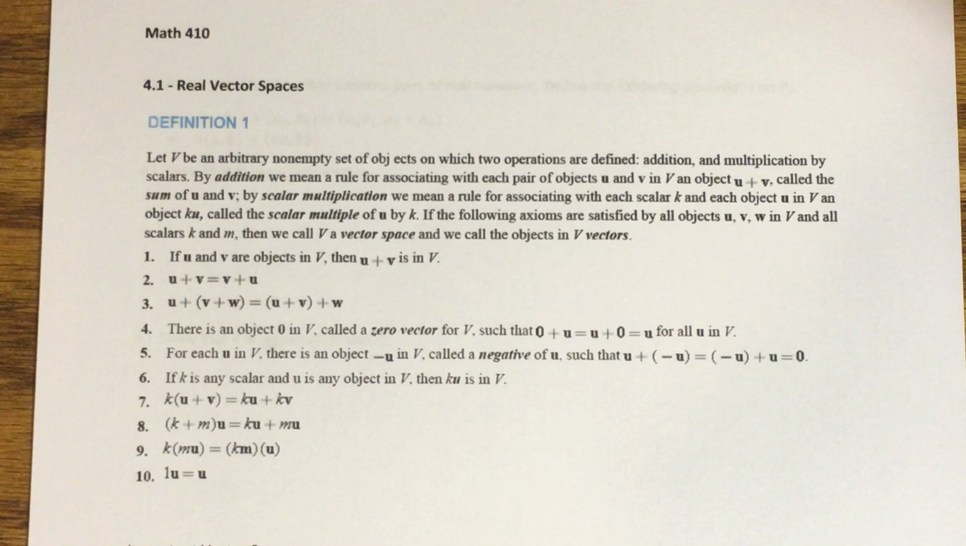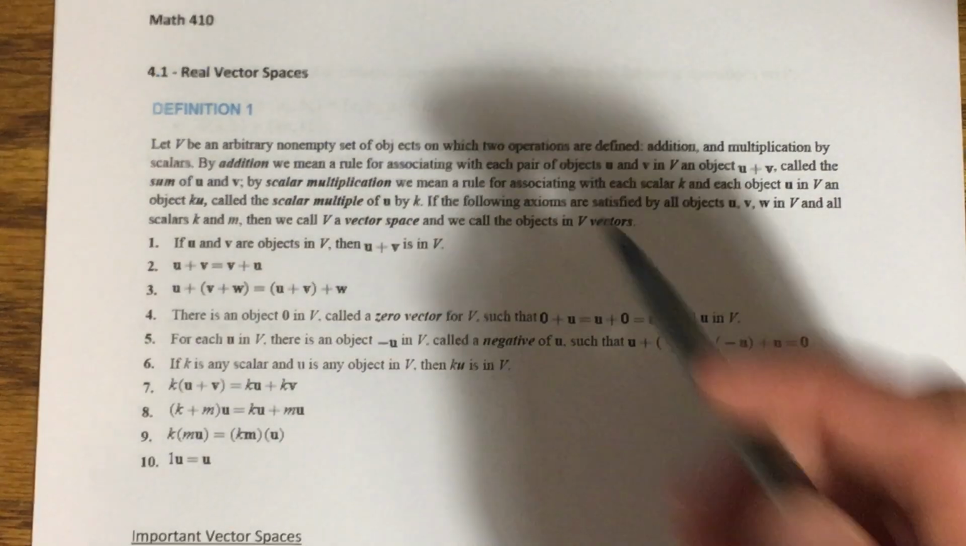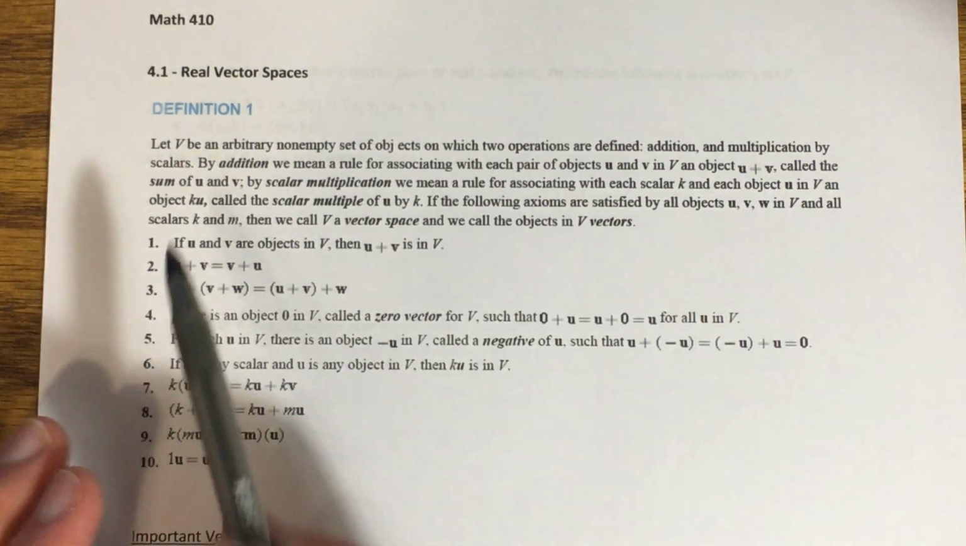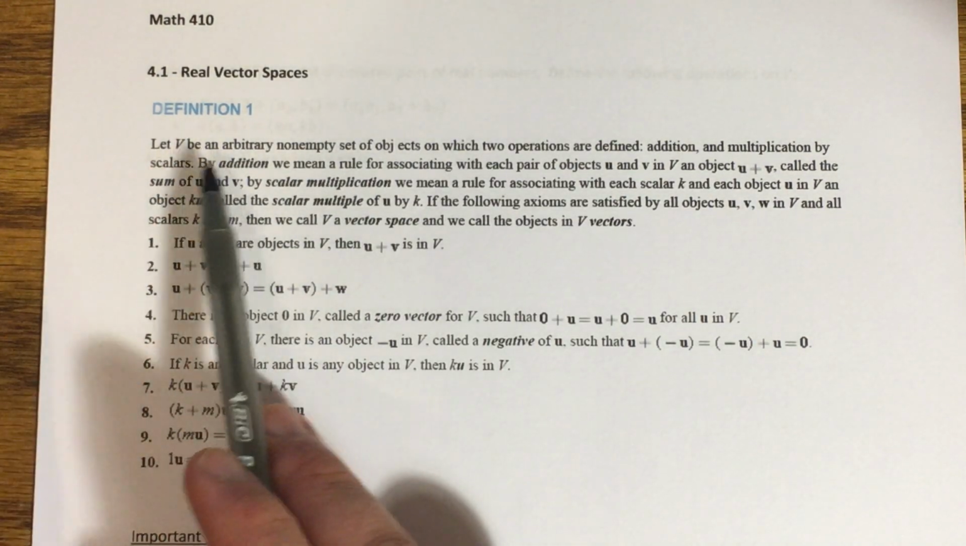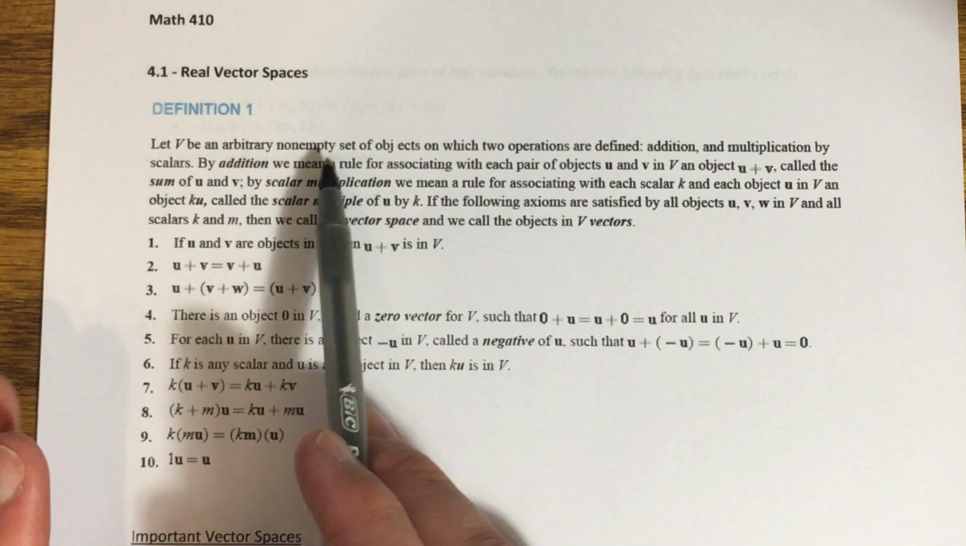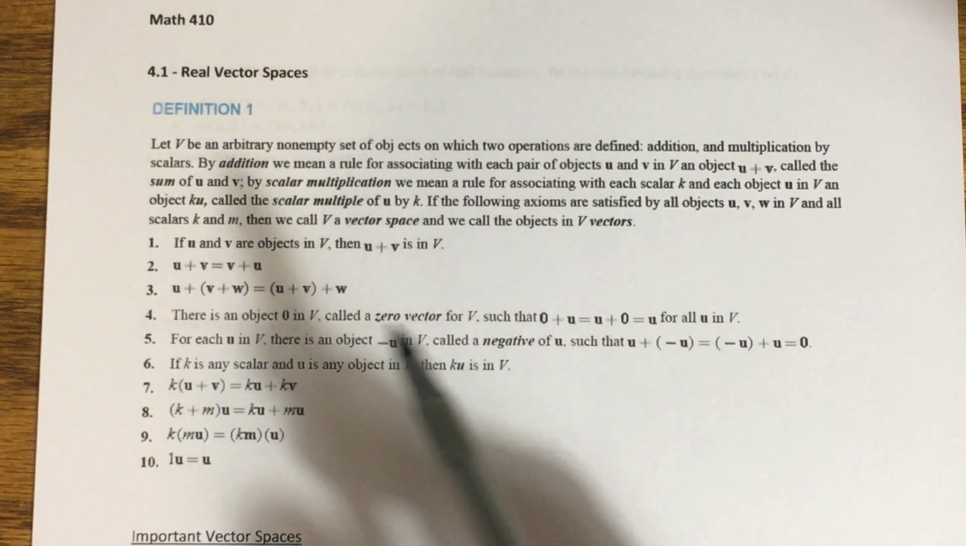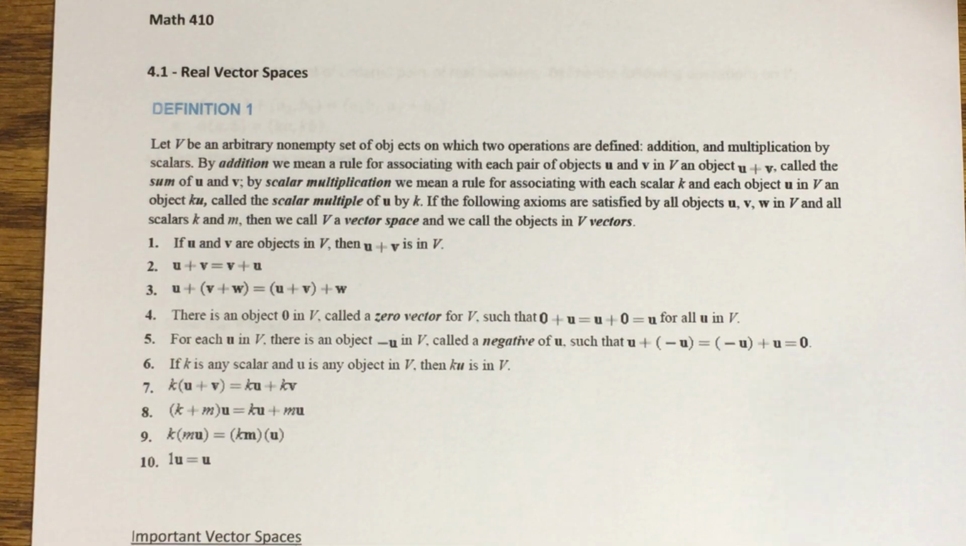But what we're trying to do in this section is take those two prototypes and generalize. So basically, we're going to do this. I'm going to go through this definition with you. Let's suppose that V is some arbitrary non-empty set of objects. Non-empty is important, and objects can mean anything, right?